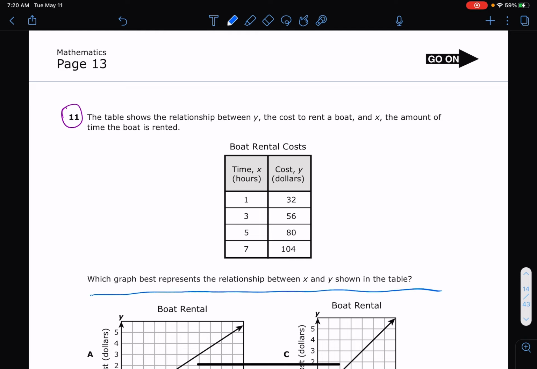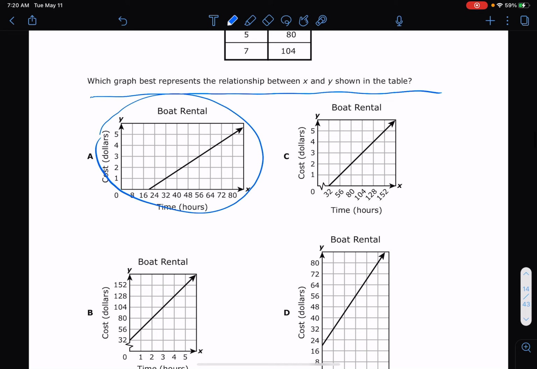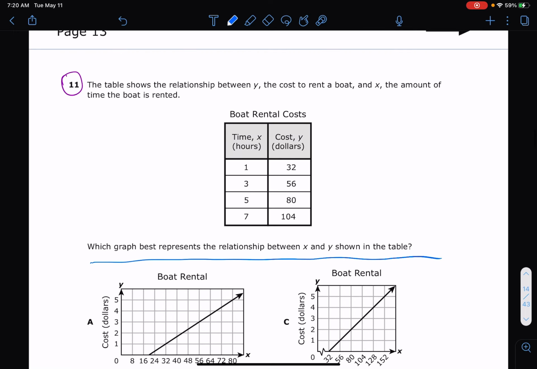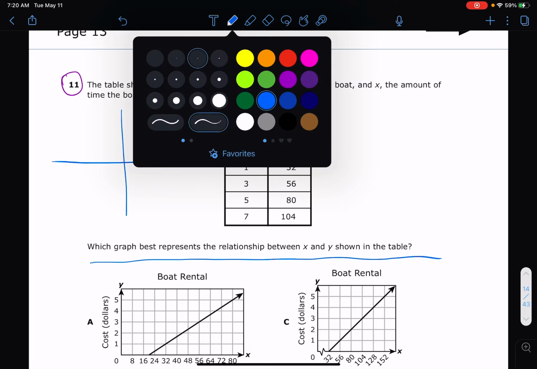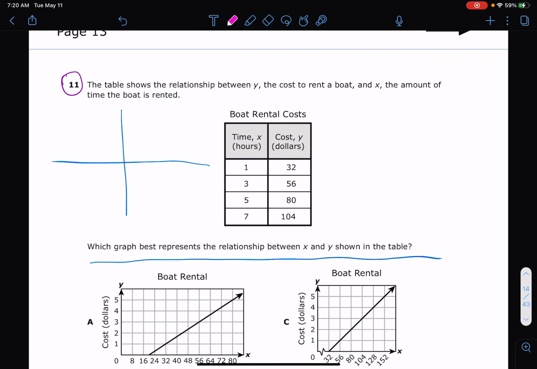Which graph best represents the relationship between X and Y shown in the table? ¿Cuál de estas gráficas, A, B, C, or D, representa la relación entre X y Y en la tabla? I have time is X and cost is Y. If I make a graph, where does X go? ¿A dónde va X? Does it go from left to right, de lado, or up and down, o arriba abajo? It goes left to right, va de lado.